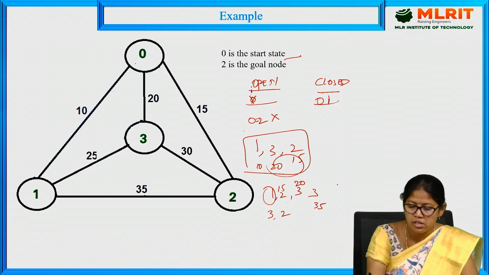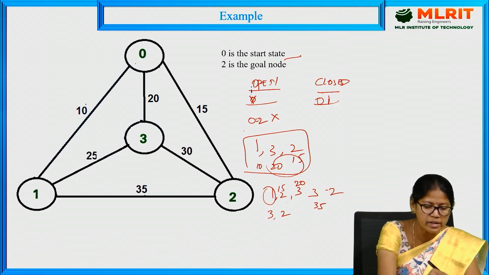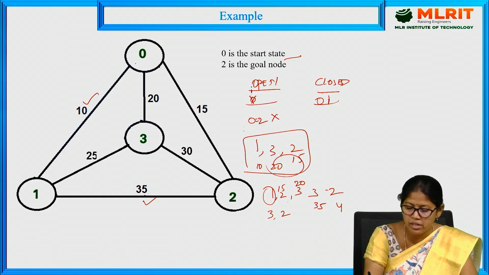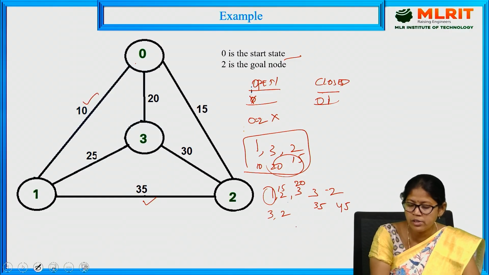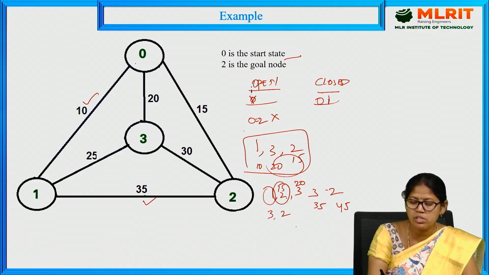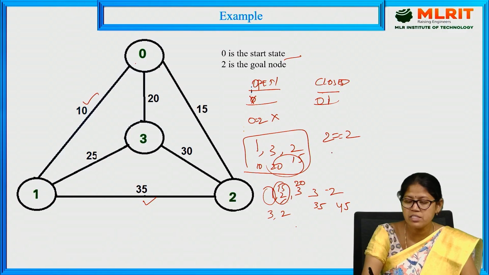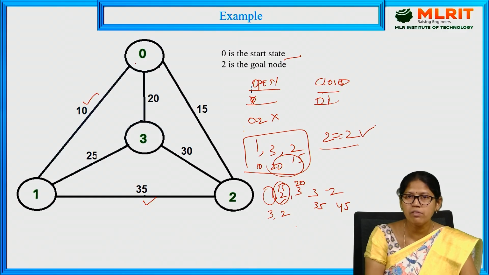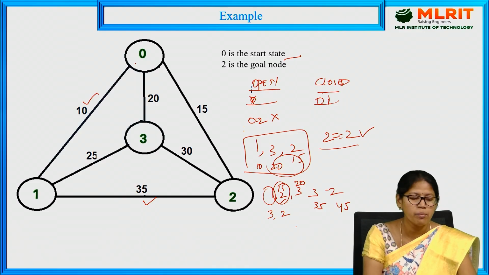Again, next the 2 will be added: 10 plus 35, this 10 and this 35 added together is 45. Now 15, 20, 35, 45 will be carried next. So what is the next least value? 15. So these will be compared. Now the current node is 2. 2 will be compared with the goal node. Yes, it is the goal node. Then it will stop tracing and give the output. This is how the branch and bound algorithm works.